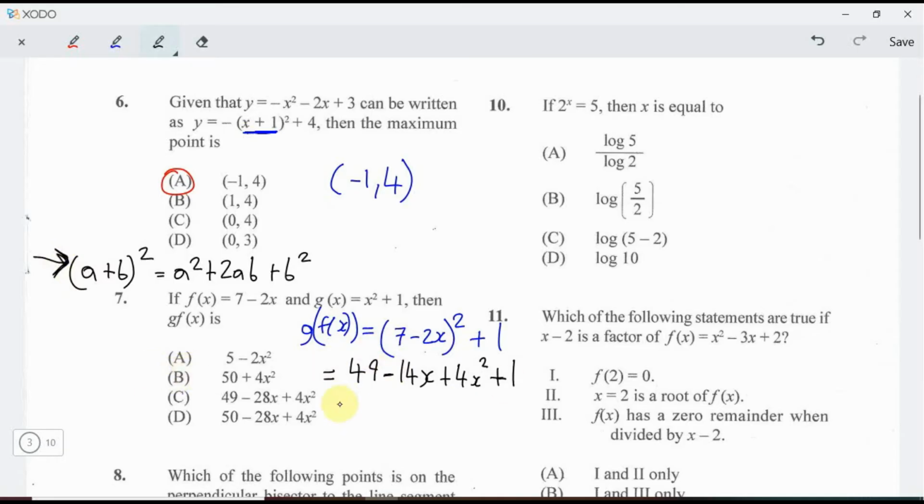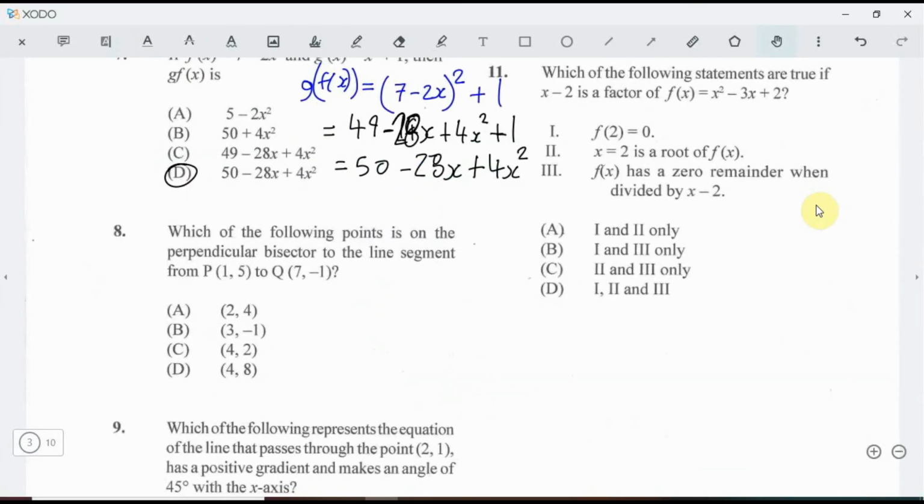Now 49 plus 1 is 50. So we get 50 minus, oh, this was the 28x here, twice the product of the two. 50 minus 28x plus 4x squared. And that will be option D. Yes, option D. That's it. Nice.